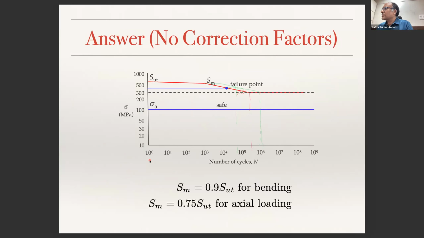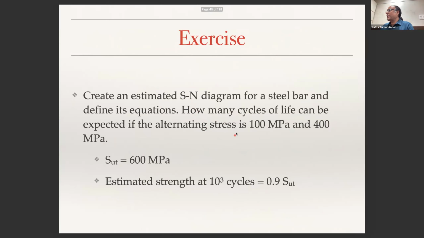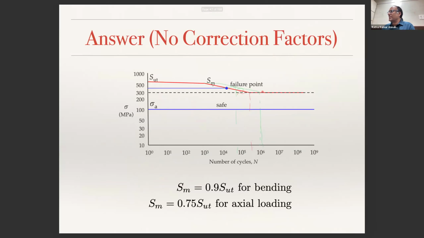So we have looked at this problem, and if you use the value of SUT to be 600 MPa, we have constructed an estimated SN diagram. So SM is 0.9 SUT, that is about 540, right? And this is the line that we are interested in. And this is 0.5 SUT, that is 300. Now if you look at this diagram, if my applied stress amplitude is 100 MPa, then that is below this endurance limit, and hence we say that for this we will have infinite life.